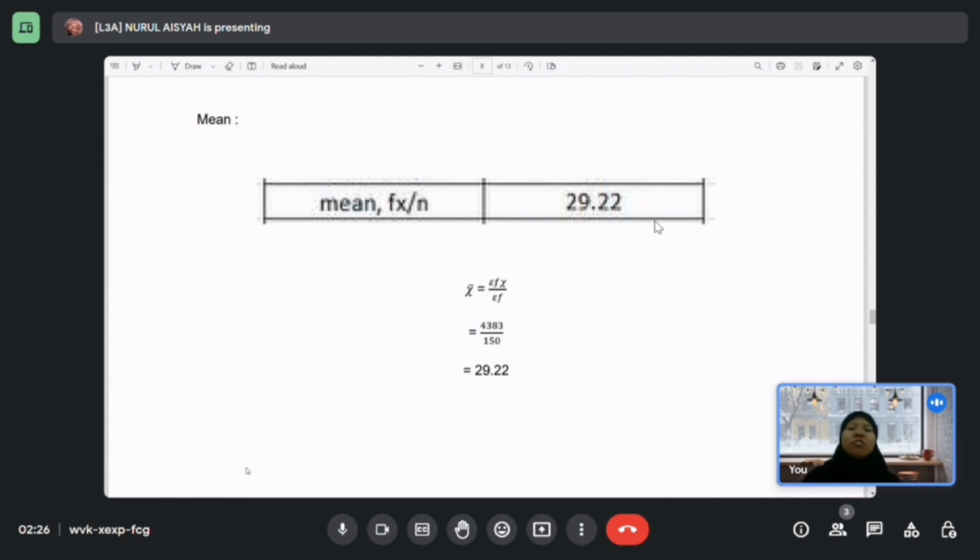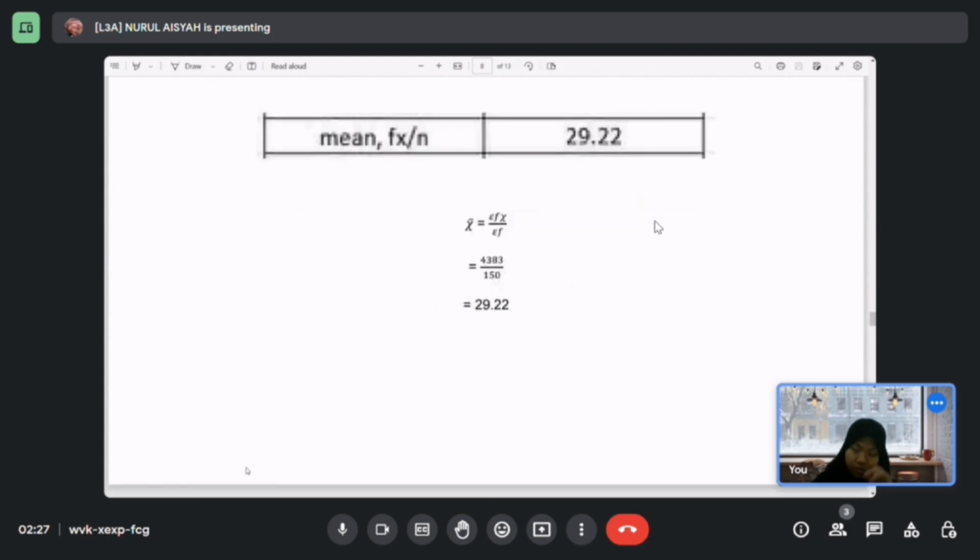Today I would like to show you the formulas of calculation for mean, median, mode and variance. So the first one is mean. To calculate the mean, we take the total of frequency times variable, divided by total frequency, which is 4383 over 150. So the answer is 29.22.